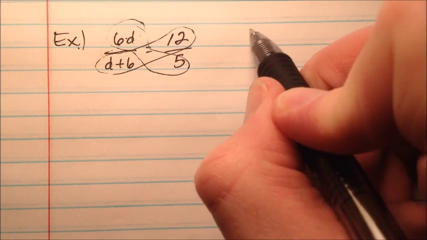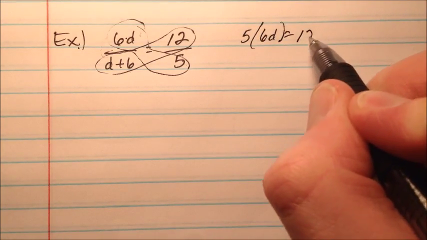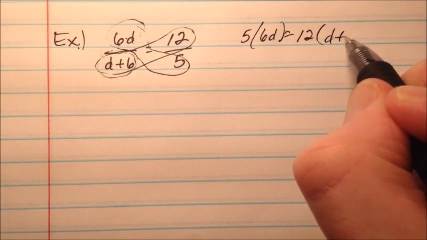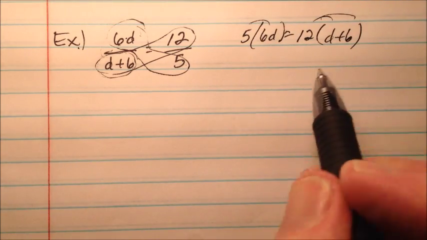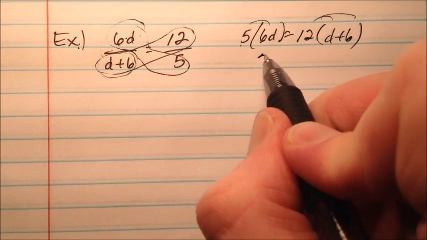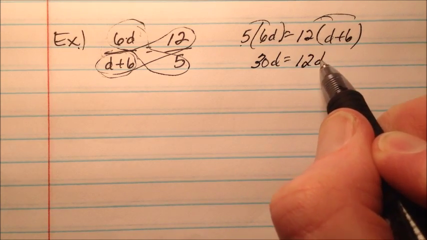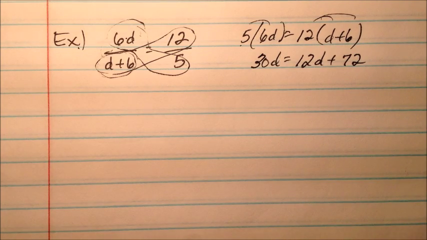So 5 times 6d equals 12 times, and then we got a quantity, so we got to put in parentheses, d plus 6. Okay, so multiply through there and distribute through there. 5 times 6 is 30d, and then when we distribute, 12d plus 12 times 6 is 72.